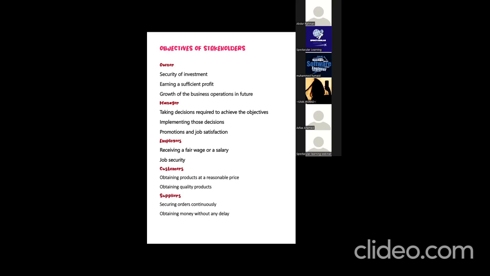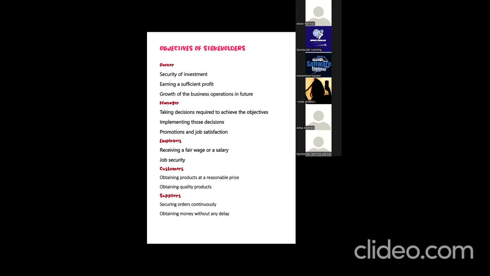Then also the suppliers. Now who are these suppliers? Suppliers are the people who supply goods. Say you're starting a bakery. You need flour for your business, eggs, and different types of cooking items. There will be a person who supplies flour to your bakery every day. So he's the supplier.